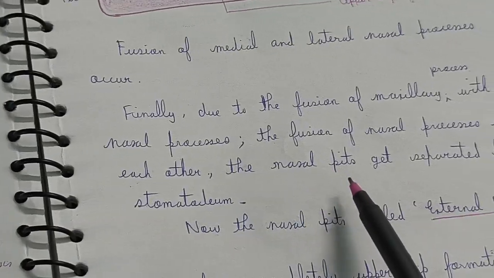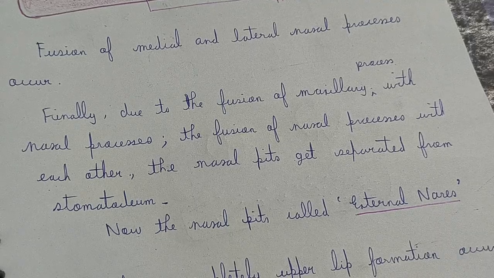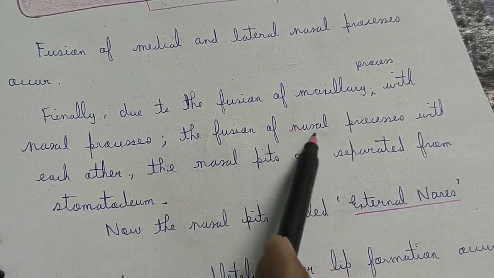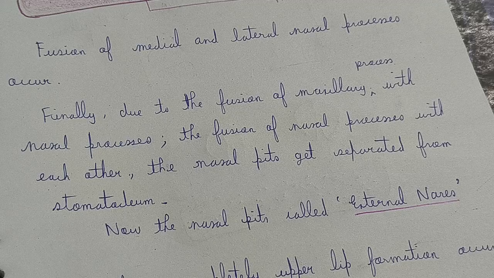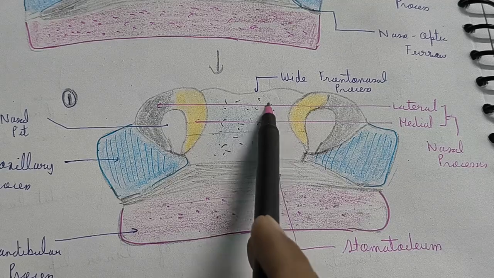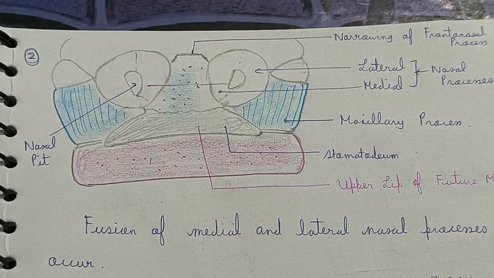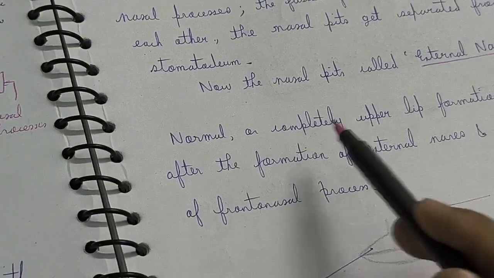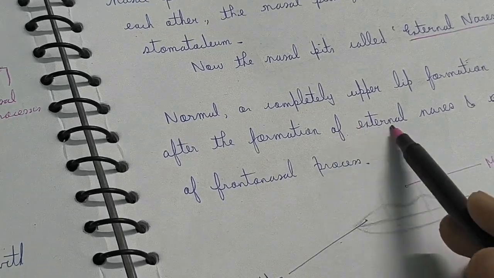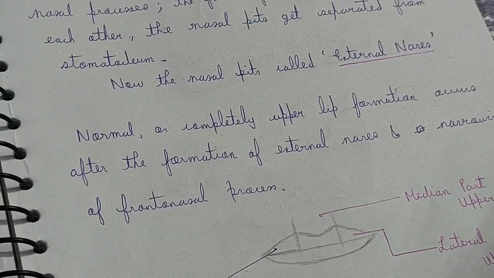from the stomatodium. When these nasal pits get separated from the stomatodium, they are known as external nares. Due to the fusion of the maxillary process with the nasal processes and of the nasal processes with each other, the external nares form. One more thing you can notice is that initially this frontonasal process was very wide, but now it has become narrowed. These are the two key points. Normal or complete upper lip formation occurs after the formation of the external nares and the narrowing of the frontonasal process.